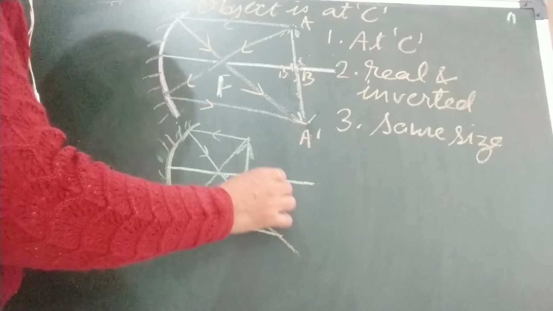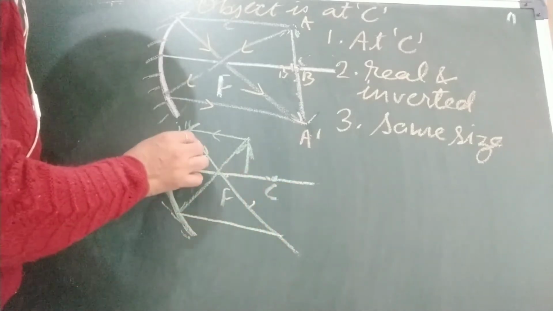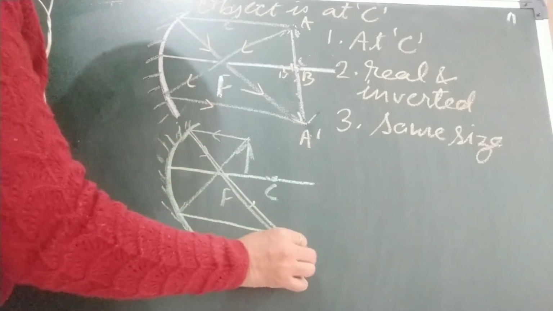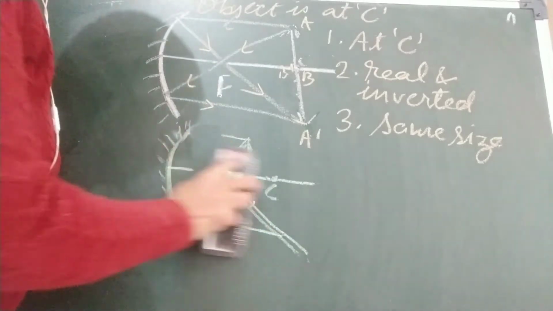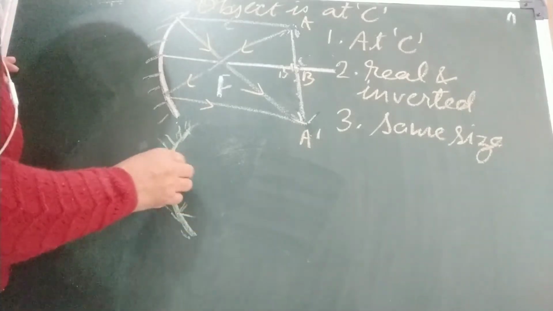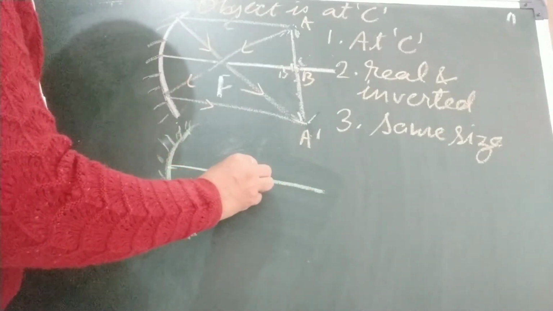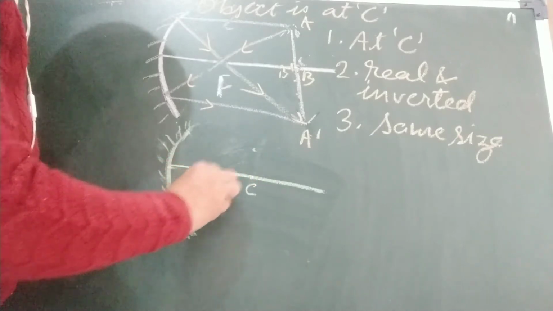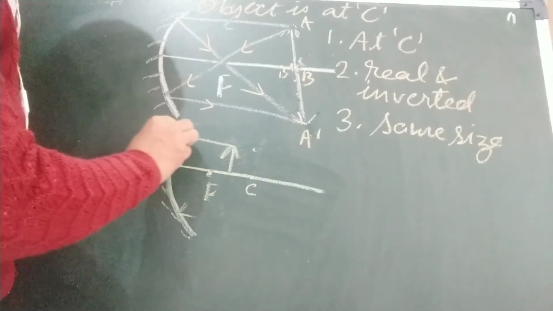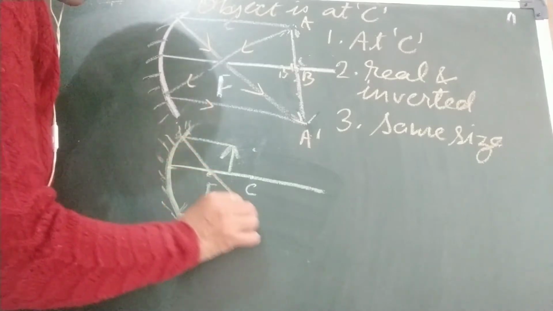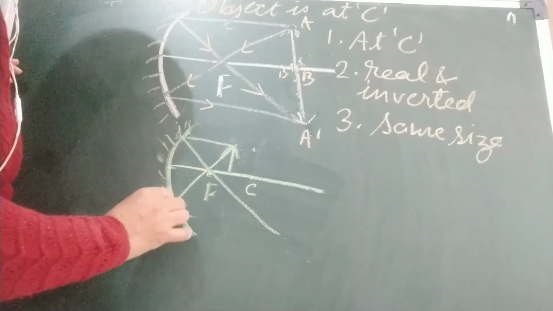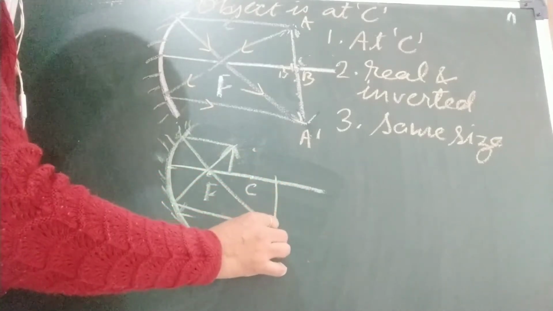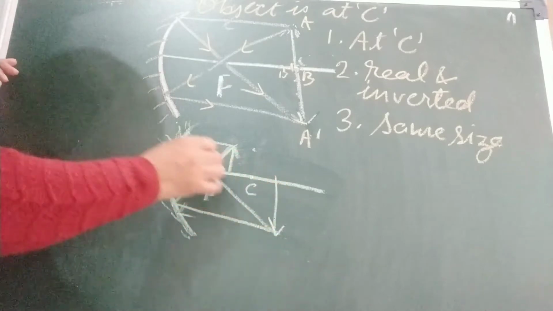Okay. So you will find this ray is not perfect. I am drawing it again. C, F, okay, you are seeing that it is meeting here. Some changes you are seeing?